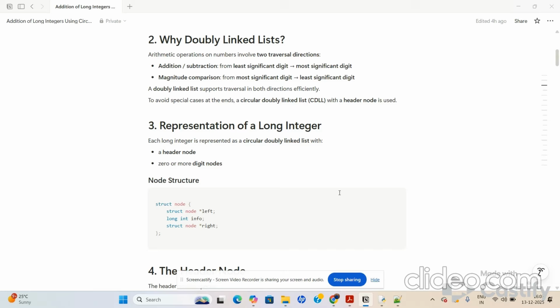And if you were to use a singly linked list, you should know that it supports traversal only in one direction. That's why a doubly linked list, which allows you to traverse in both directions, is exactly what we need. And also, to avoid special cases at the beginning and end of the list, we use a circular doubly linked list with a header node as well.